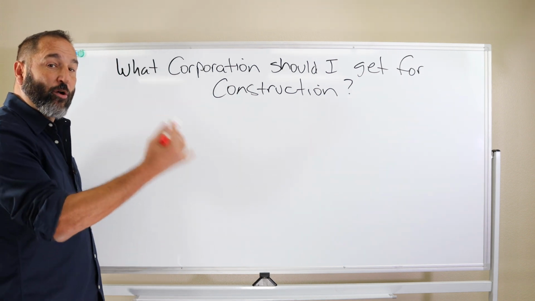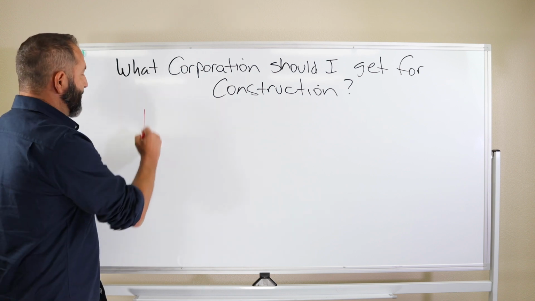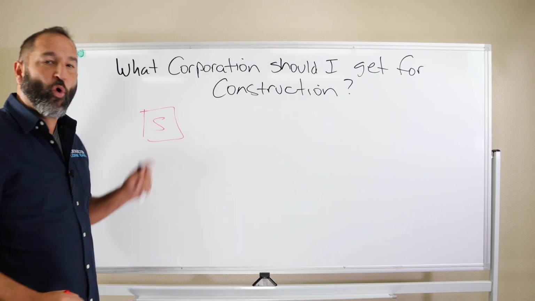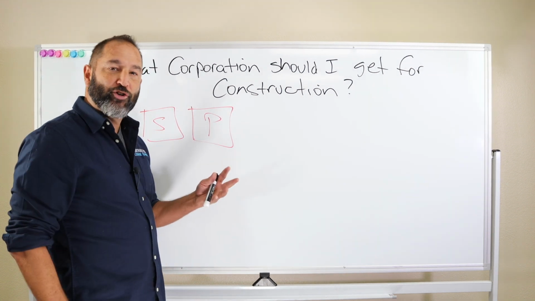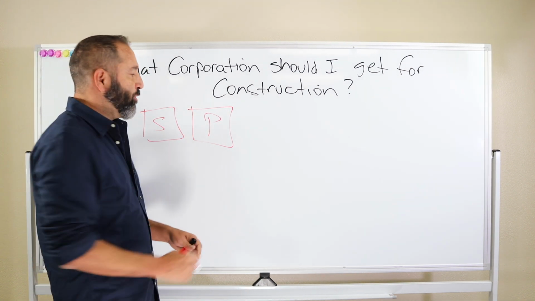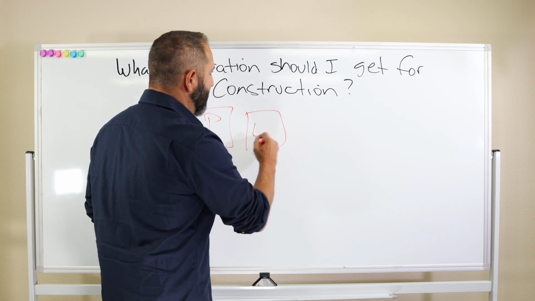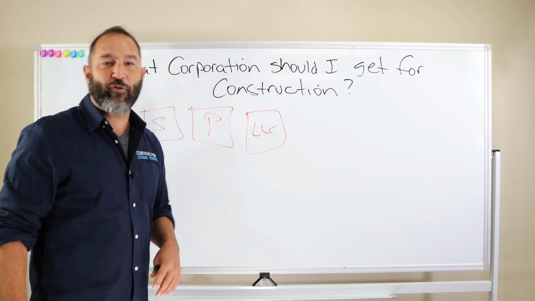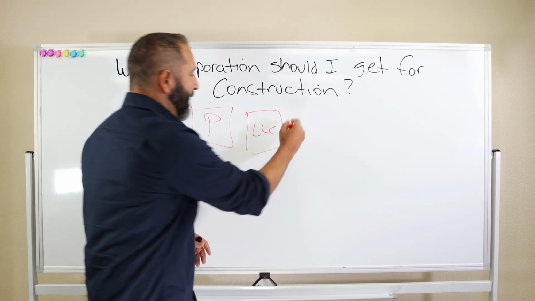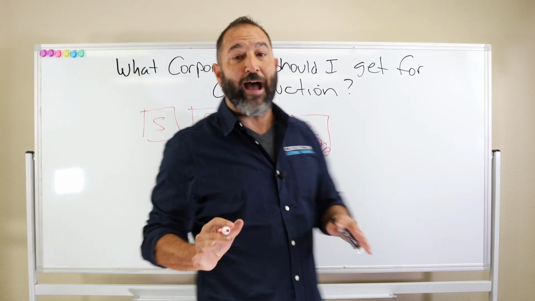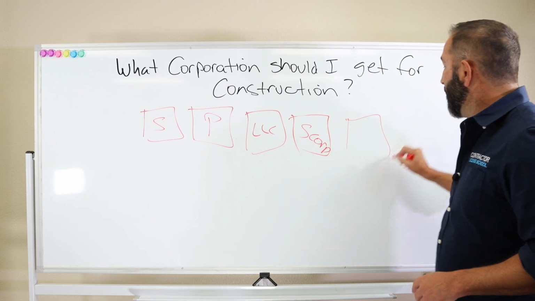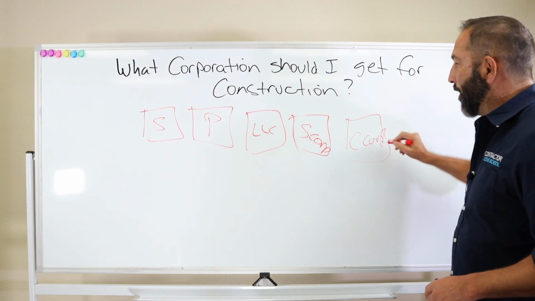So the first thing is there are a variety of different types of entities. The first one is your sole proprietorship. The second one is a partnership, which is very similar to that. I'll talk more about that in detail. The next one is your LLC. Of course, many of you have heard about LLCs. And then we have what's known as your S corp. And then finally, you have what's known as a C corp.